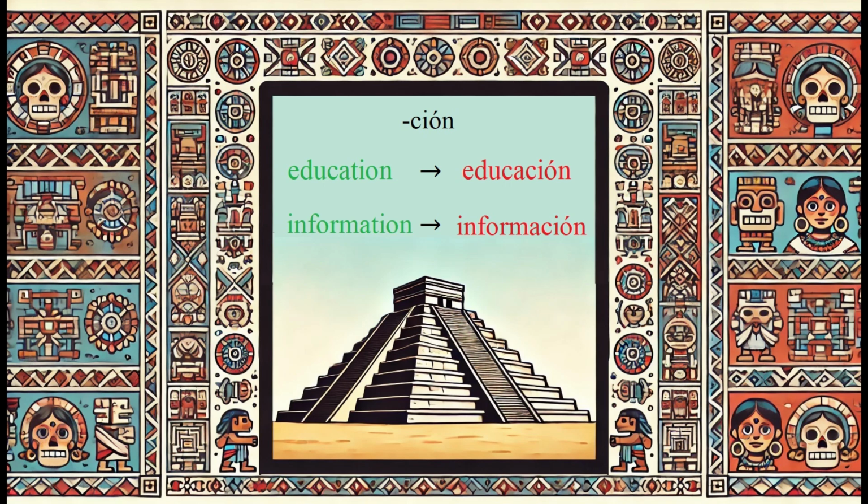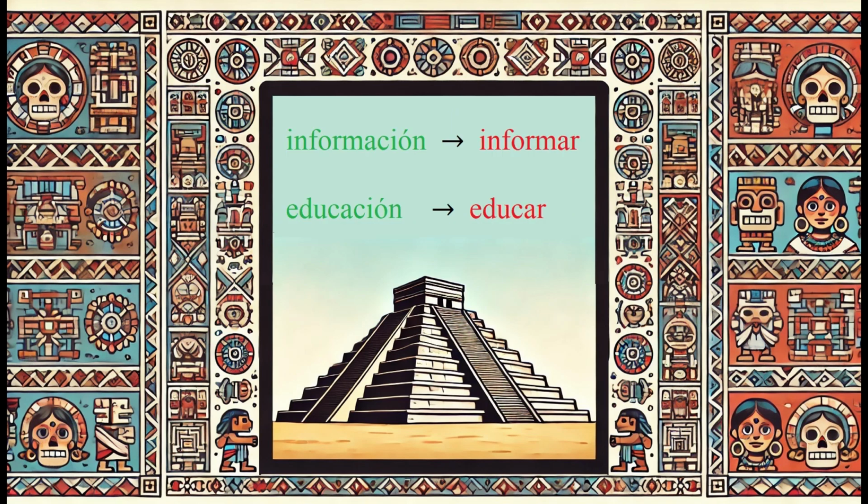Now in English, we can convert words like information and education into verbs just by changing the endings. We have to inform and to educate. Spanish is just as easy. We change información to informar and educación to educar. We just remove ción and add ar. All verbs in Spanish end in R in this form. This is the dictionary form, or infinitive form.